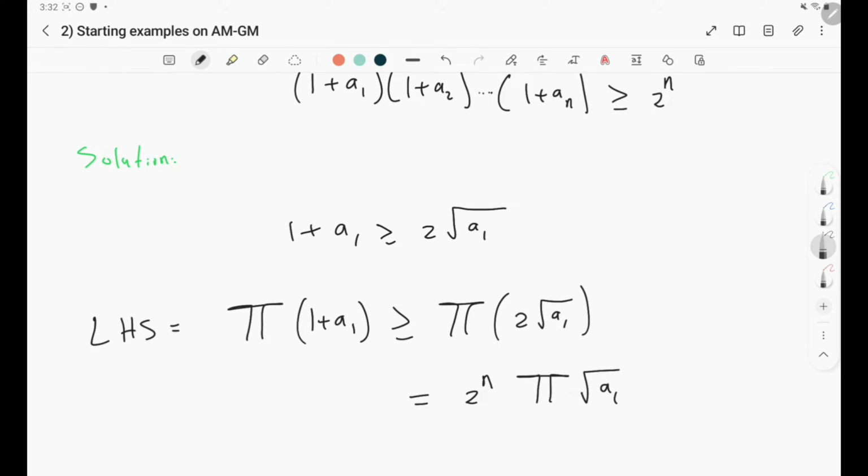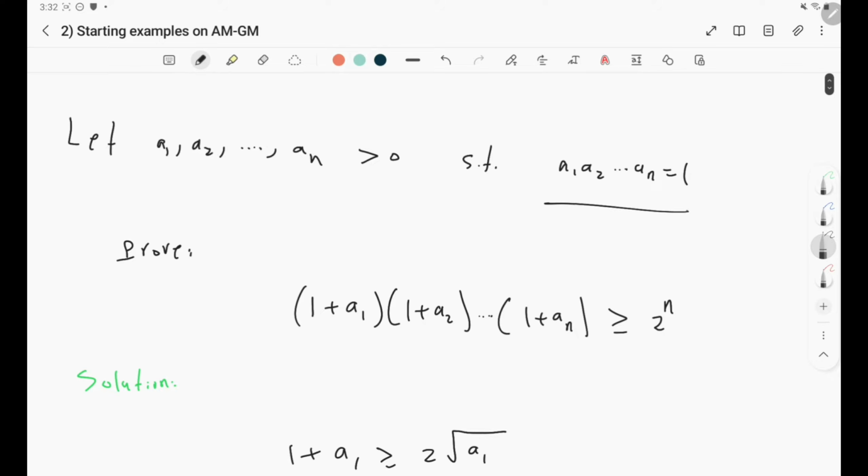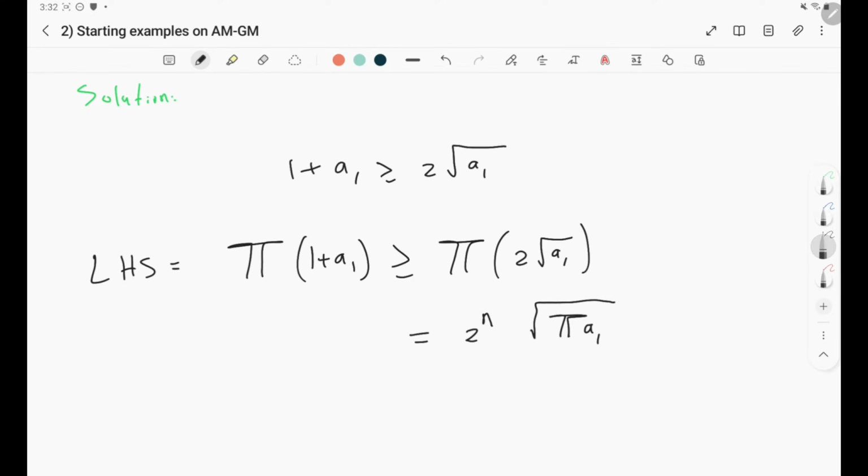But guess what? Root a1, what is the pi of root a1? This is just the square root of the pi of the a1, or all the numbers. But guess what? We already know that the product of the numbers is 1. And hence, actually, this is nothing but 2 to the n. And that finished the question.